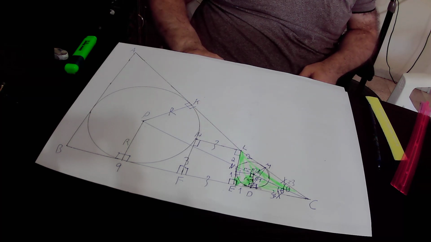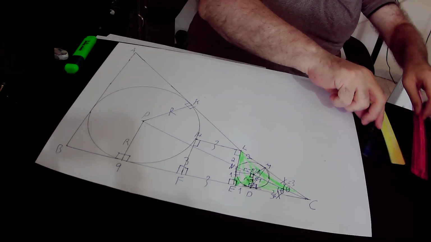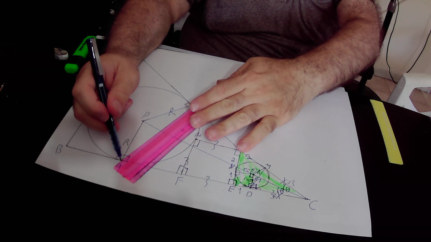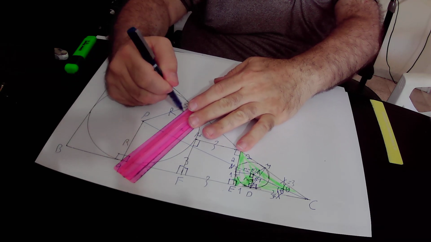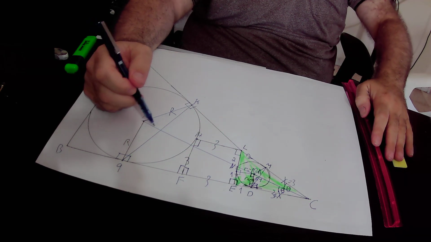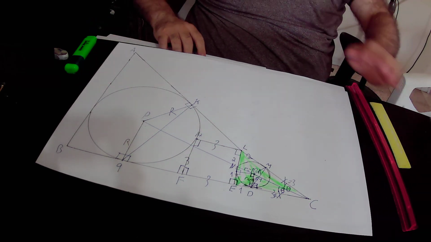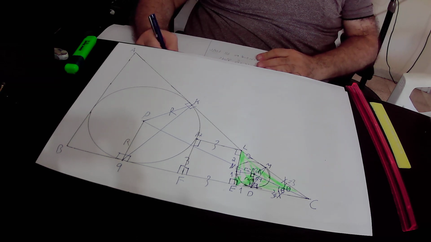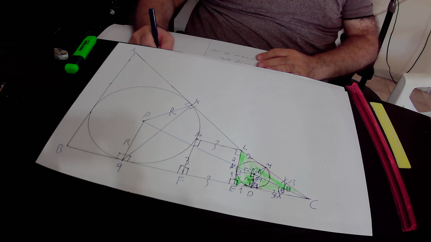So here, we will join points K and Q by a straight line. In this way we created triangle QKC. We found out that PC is the angle bisector.